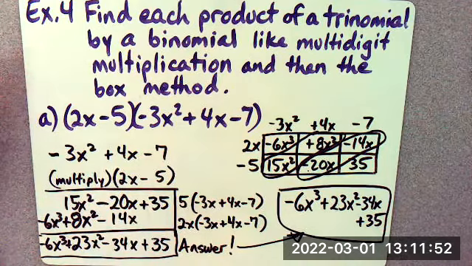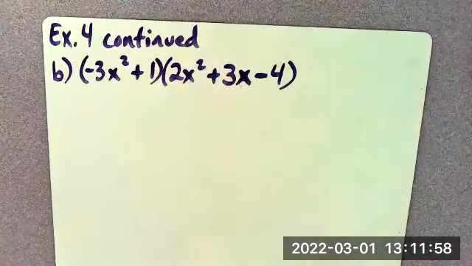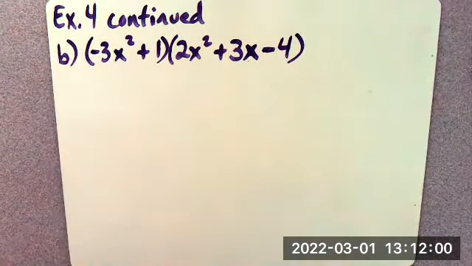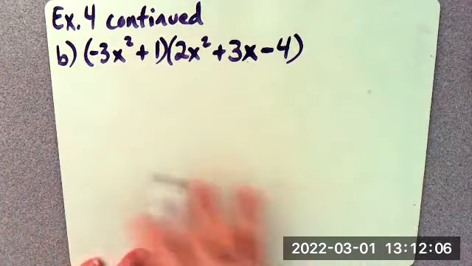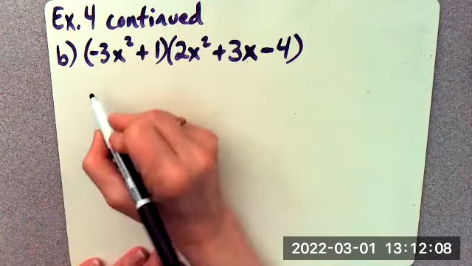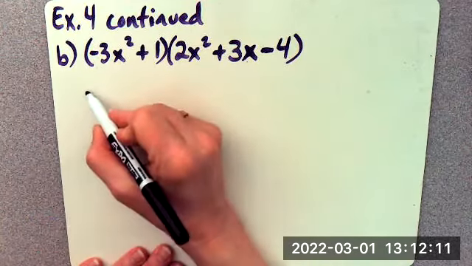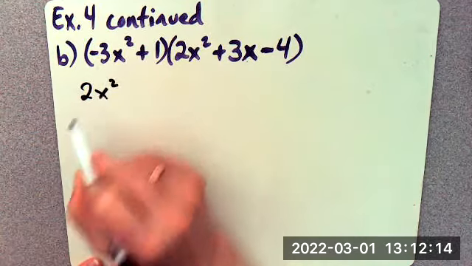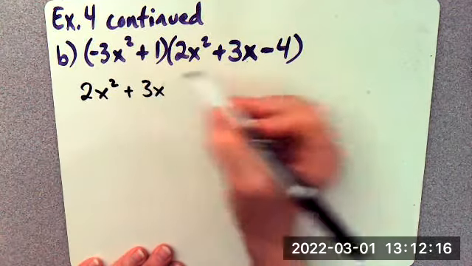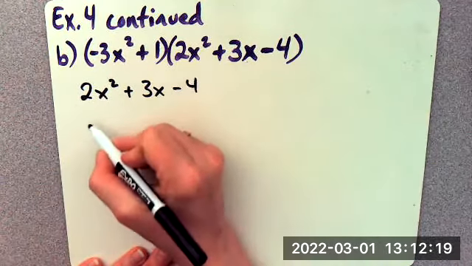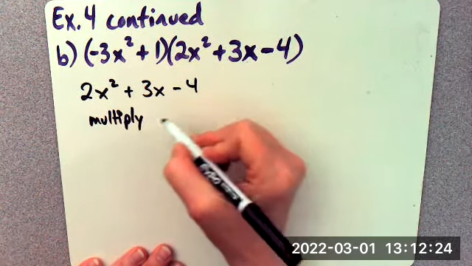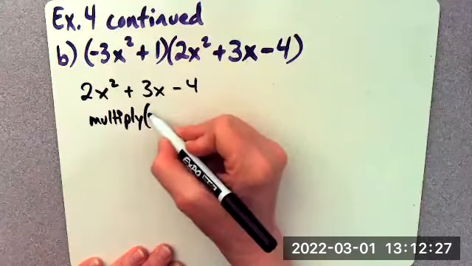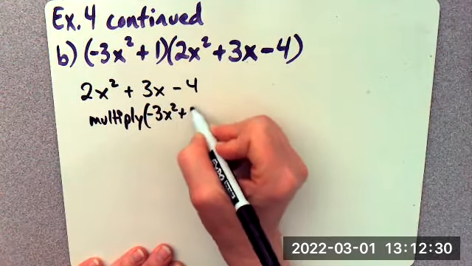So let's try this again. We'll use the books method of doing it. And then we'll go back and do the box. Just so you have a chance to see the multi-digit method in action with letters, with polynomials, that is. So we have 2x squared plus 3x minus 4, and then we're going to multiply negative 3x squared plus 1.